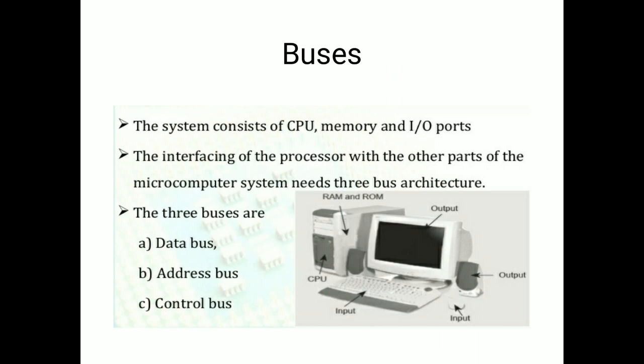So the next topic that I'll be discussing here is buses. Various input and output devices and memory devices are connected to CPU by group of lines called buses that I've already discussed. So basically there are three types of buses: address bus, data bus, and control bus.